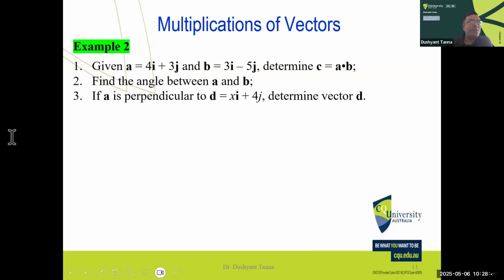Okay, let's look at one more example. Given a vector A = 4i + 3j and B = 3i - 5j, determine, again this is an italic C, not a capital one, A dot B. Find the angle between A and B. If A is perpendicular to D = xi + 4j, again J is capital, not italic, the bold capital, determine the vector D. Okay, let's start with the first one. That's very easy. A dot B.